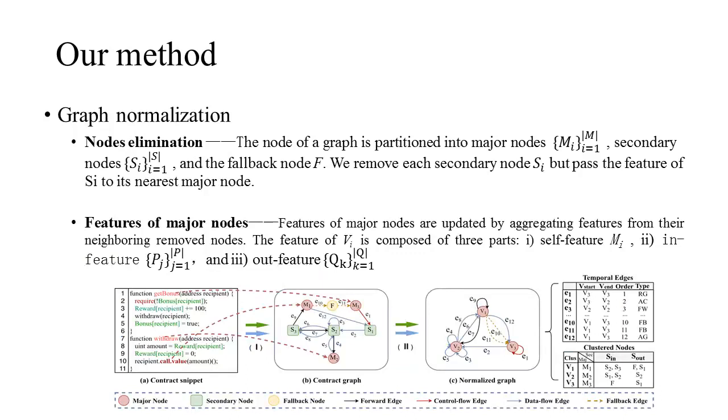Here, this figure shows an example. The left side is smart contract source code. The contract has 2 functions. We are to estimate whether the first function has a reentrancy vulnerability. We first transform the function codes into a contract graph. Then we normalize the graph into a standard one. Finally, we apply graph neural networks to the normalized graph to give a label.